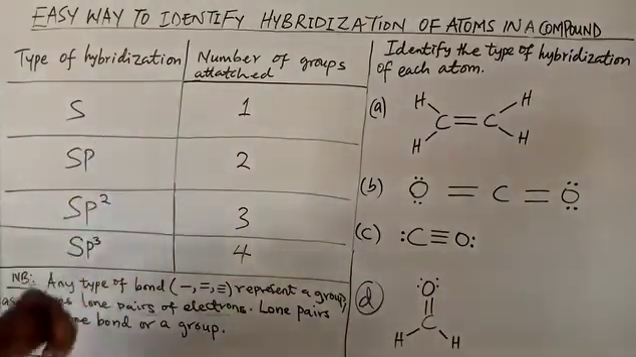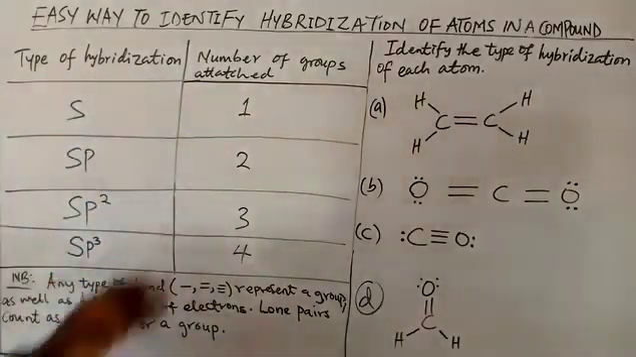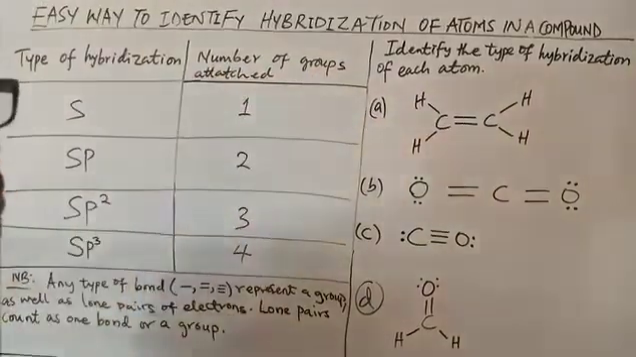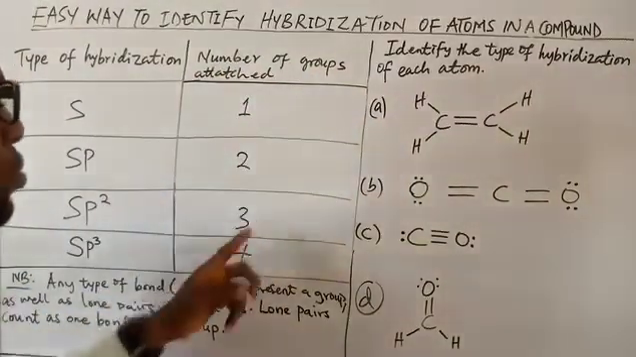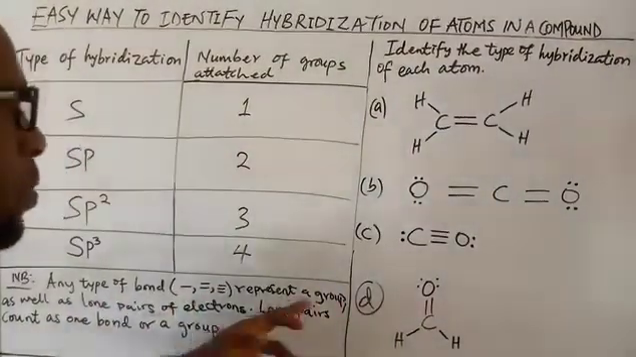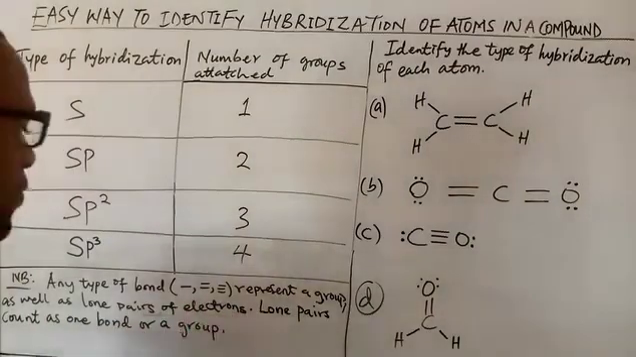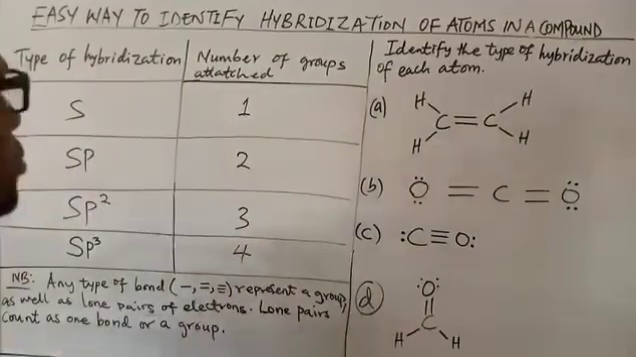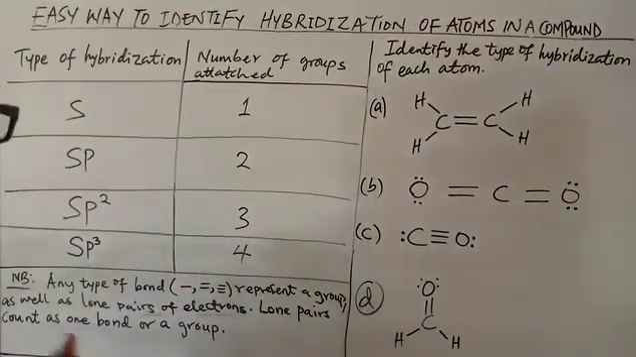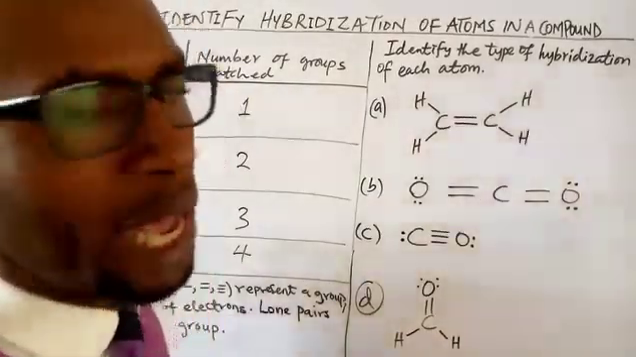In this table, you have your type of hybridization, sp, sp2, sp3, and the number of groups attached. Here is 1, here is 2, here is 3, and here is 4. You have to pay attention that any type of bond, whether it's single bond, double bond, or triple bond, each of these kinds of bonds represents a group, as well as lone pairs of electrons. So lone pairs of electrons in this model we are using to identify hybridization also count as a bond or as a group, as the case may be.